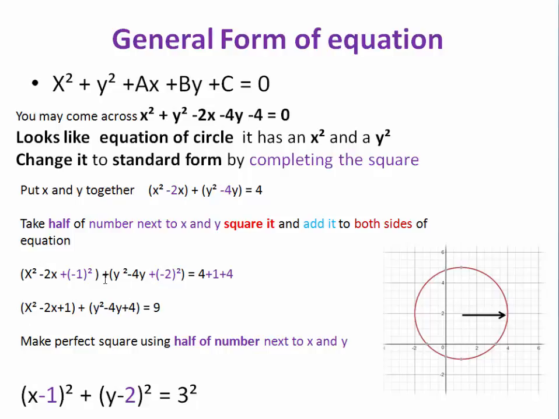Write out the equation after you've done these calculations, and then these two things in brackets are perfect squares. So how can we express this as a perfect square? What we do is we take half the number next to the x and half the number next to the y. So that would be our minus 1 and our minus 2. And it becomes x minus 1 squared plus y minus 2 squared equals 3 squared, which is the standard form of the equation that we recognize.